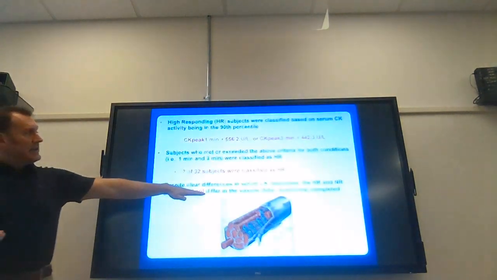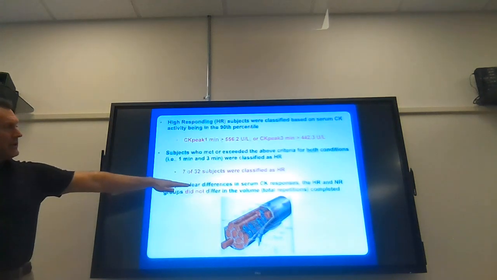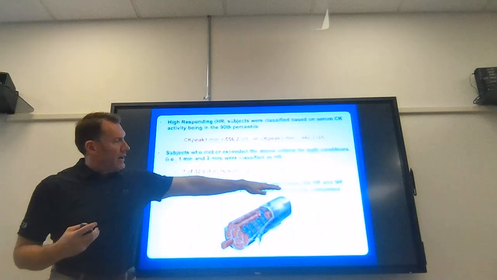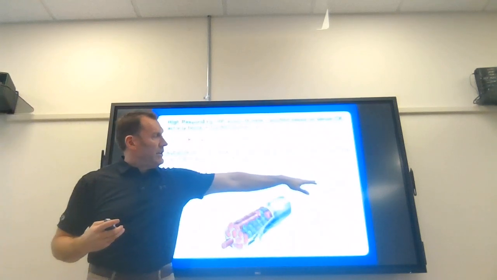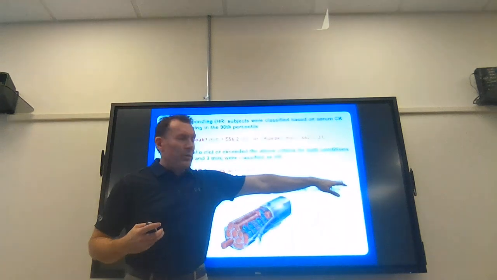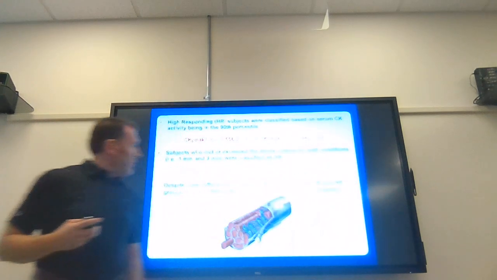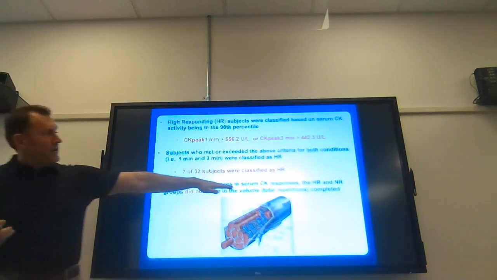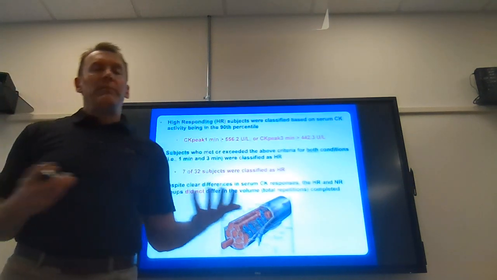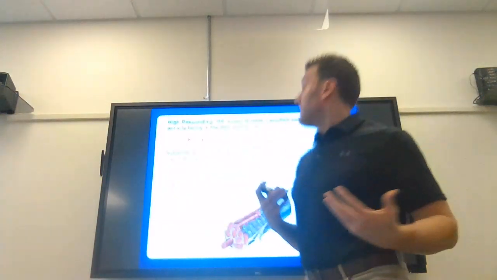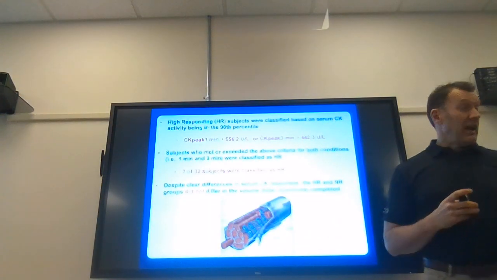The other thing is that we control for volume. So despite clear differences in serum creatine kinase responses, the HR and NR, so high responding and low responding or non-responding groups did not differ in the volume completed. So they were doing the same exact volume, but one group tended to be a lot more sensitive and expressed a lot more muscle soreness as evident by their creatine kinase values.